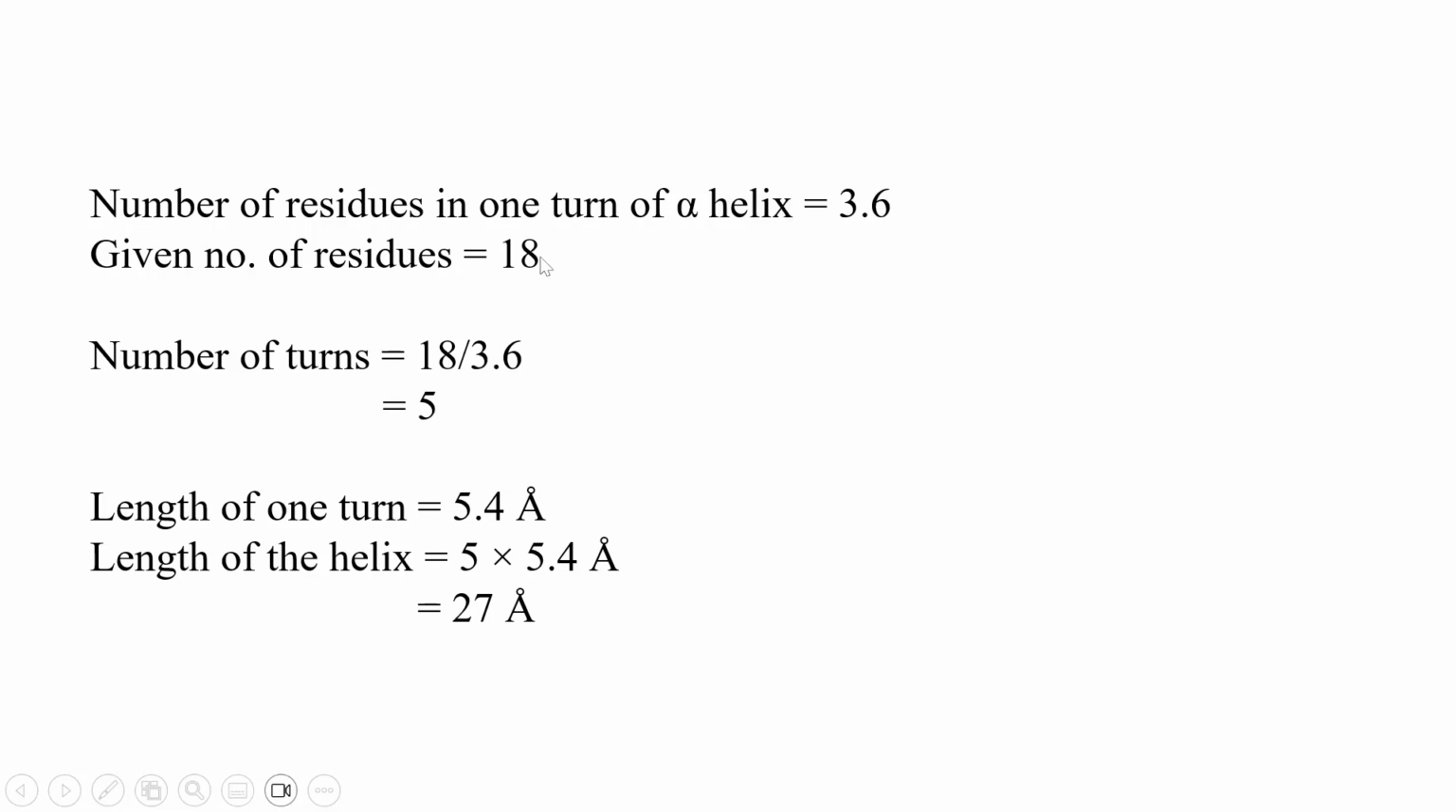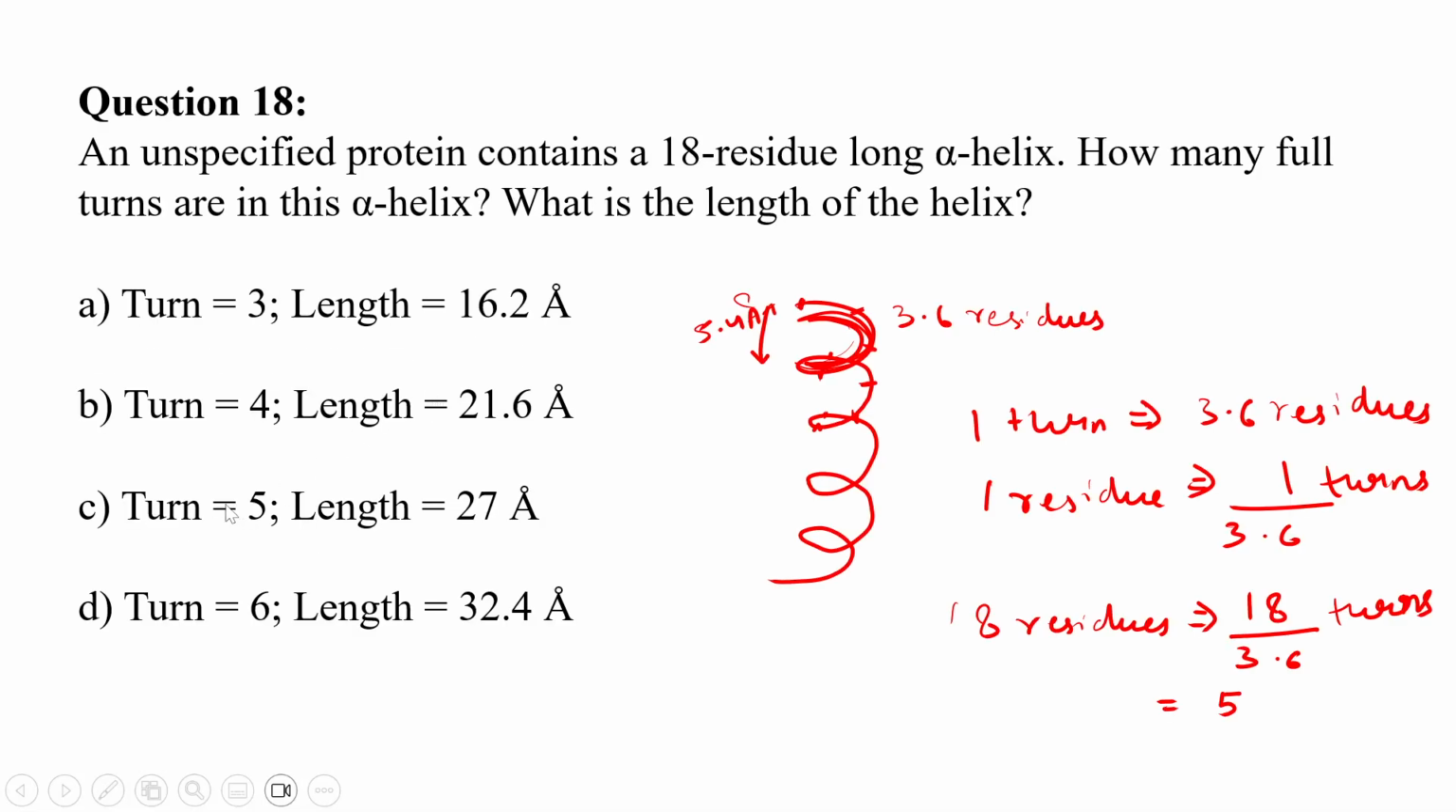Given number of residues is 18, so number of turns is 18 divided by 3.6. So 3.6 into 5 is 18. So total number of turns is 5.